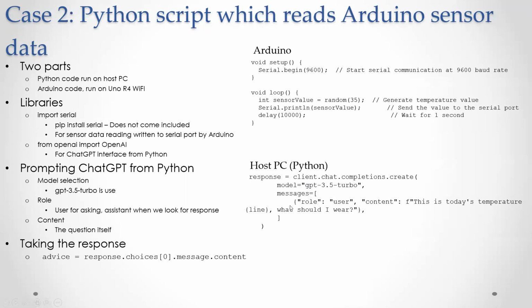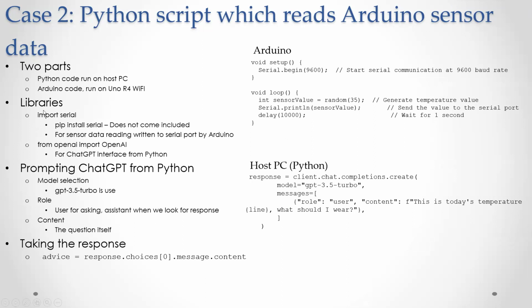The message itself you see as a JSON object in a similar manner as we saw for Arduino. We define role, we define content, which is the question itself. And we insert here the line, which is actually the value coming from Arduino.